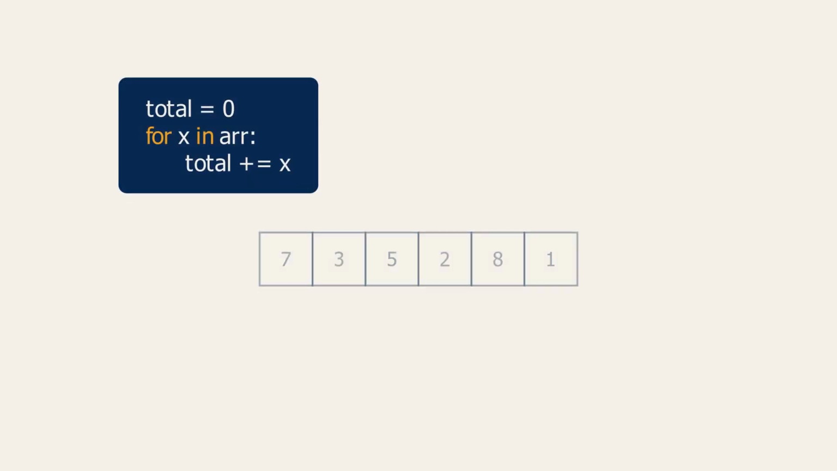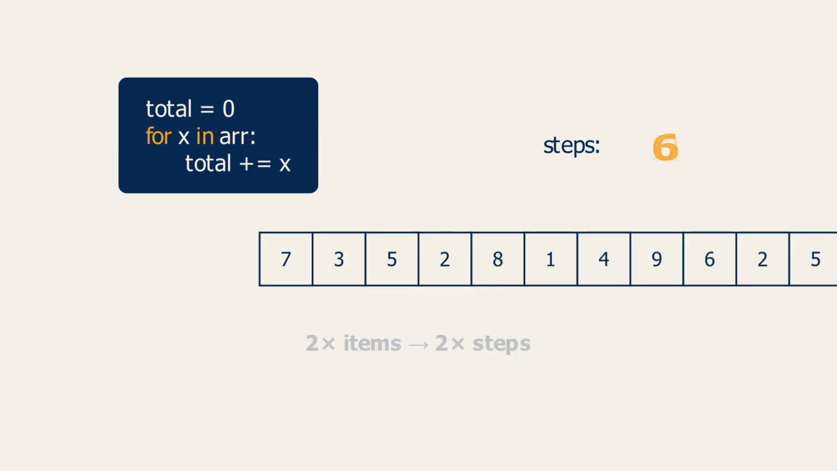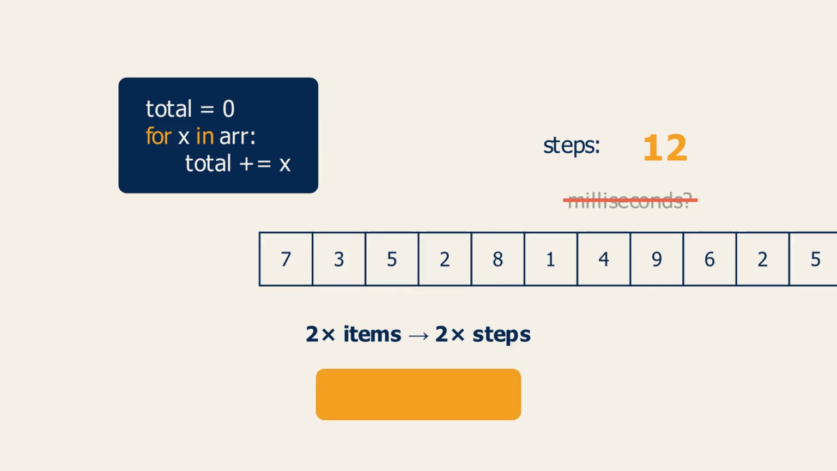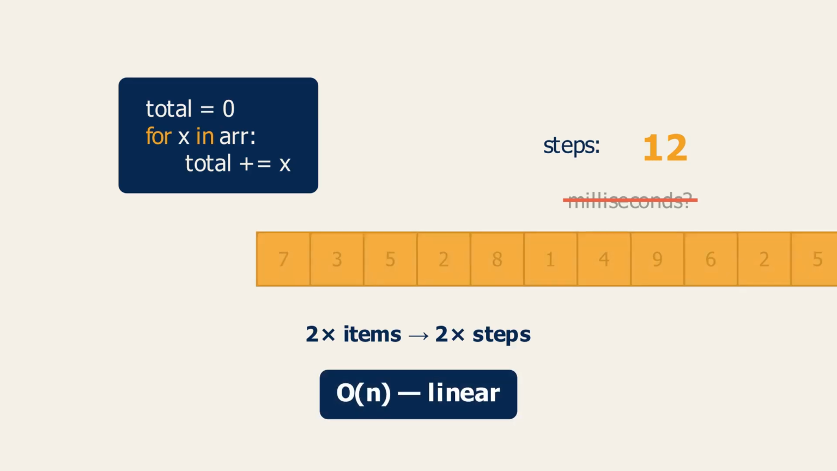So how do we find the Big O of real code? We count steps. This loop touches every element once. 6 items, 6 steps. Double the array, and the steps double with it. The work scales 1-to-1 with the input, so this is O of N, linear time. Notice what we didn't do. We never asked how many milliseconds it takes. We only asked how the step count grows when N grows. That's the skill.